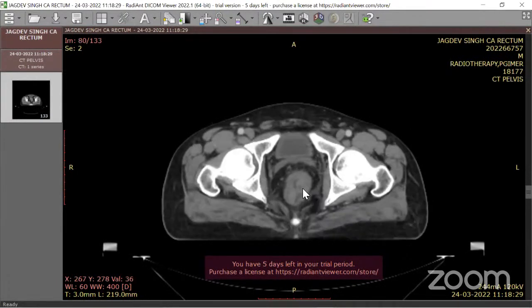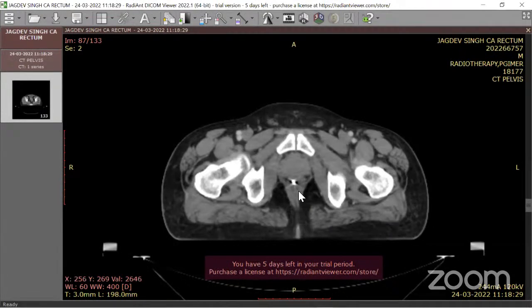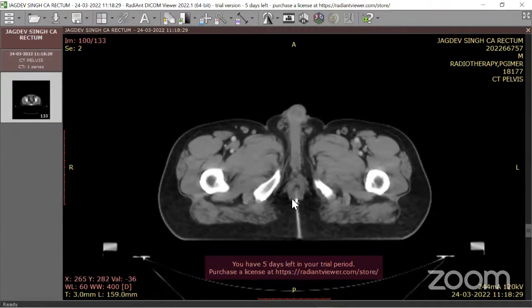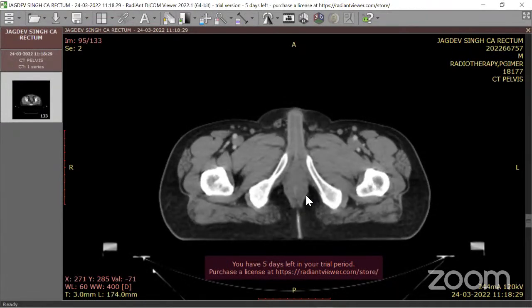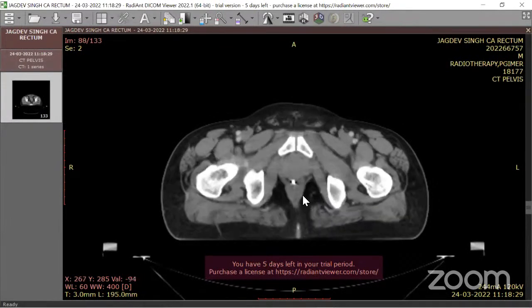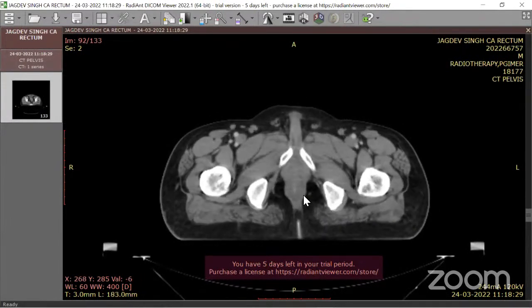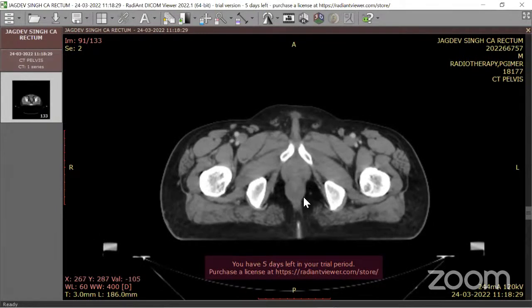So these are the images. So you can see this is the distal border of the growth marker and this is the anal verge marker. So why it is important, now you can understand, because it is very difficult to say in the CT scan where the lower limit of the disease is.